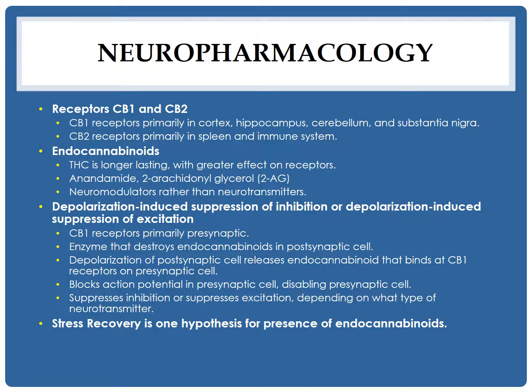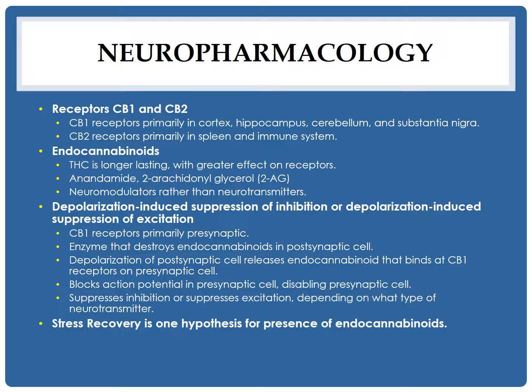For the neuropharmacology of cannabinoids, we know that there's at least 2 different cannabinoid receptors. We're going to talk about CB1 and CB2. CB1 is found in the central nervous system, primarily in the cortex, hippocampus, cerebellum, and substantia nigra, whereas CB2 is found outside the nervous system, primarily in the spleen and the immune system. So the fact that these receptors exist in our body indicates that there's some molecule that can bind them that's naturally occurring in our bodies.